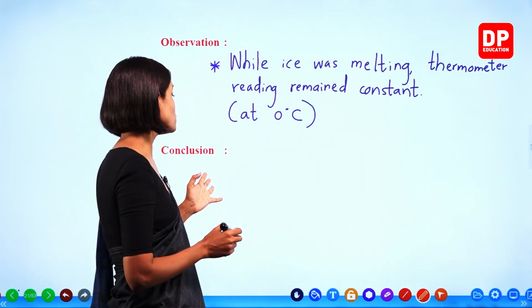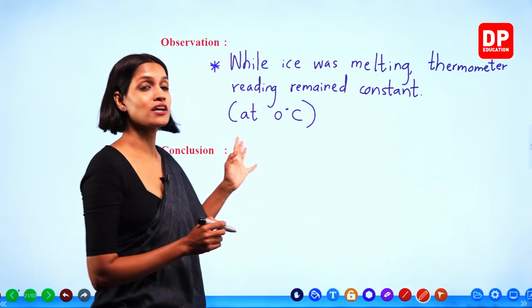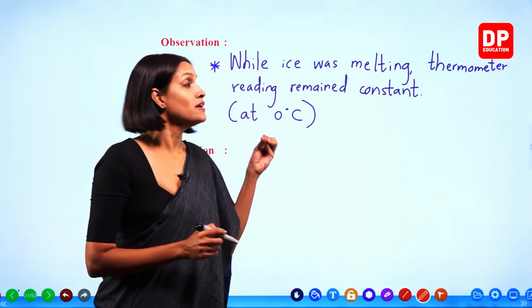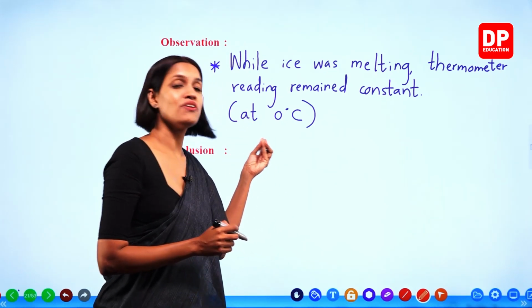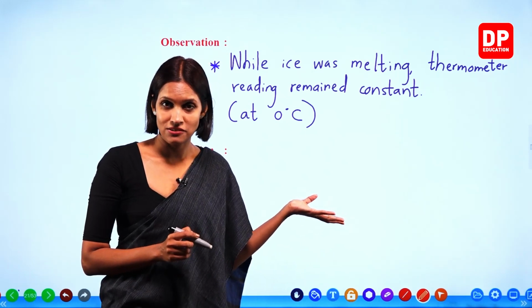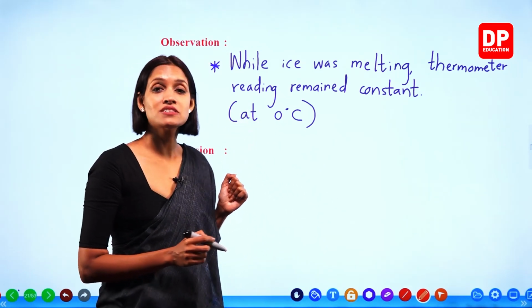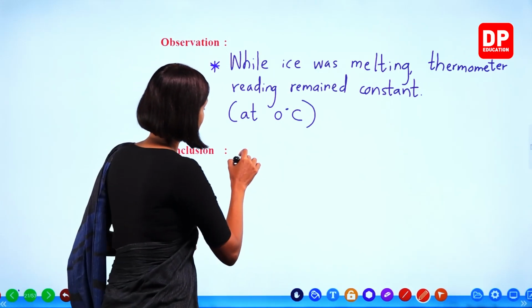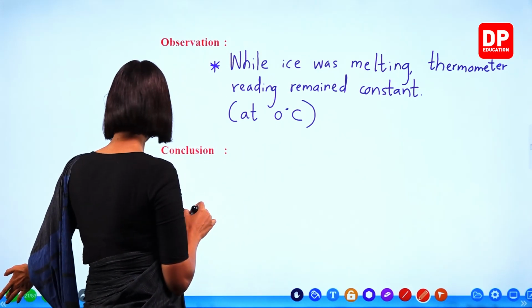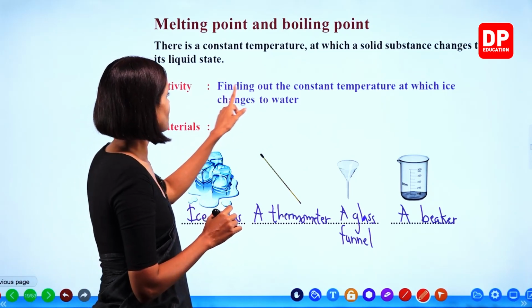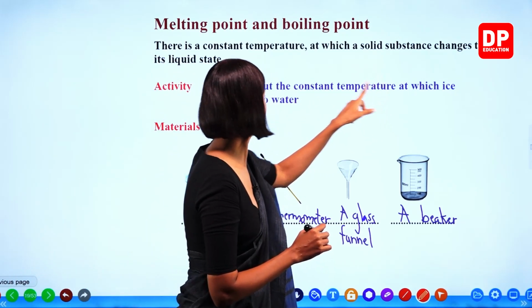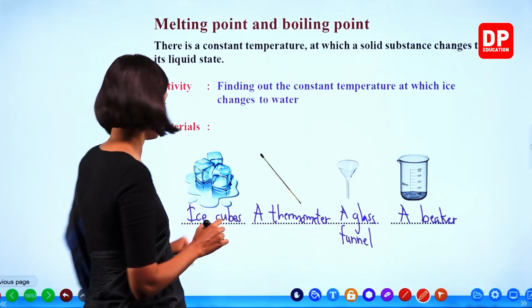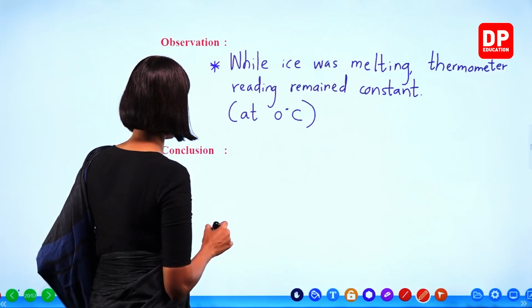So what is the conclusion? We can come to a conclusion that there's a constant temperature where ice melts. Which means what is this constant temperature? This is 0 degrees Celsius. So here, according to the topic, finding out the constant temperature at which ice changes to water, we can write the conclusion using that.